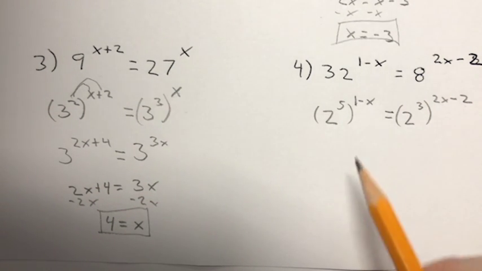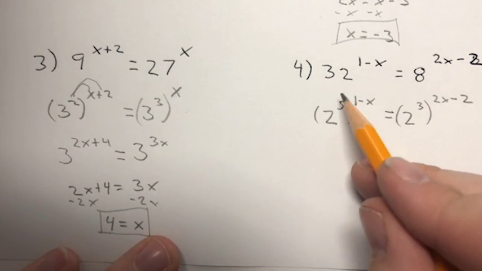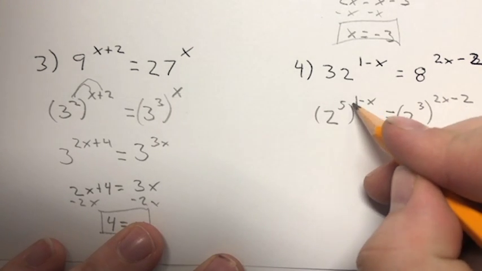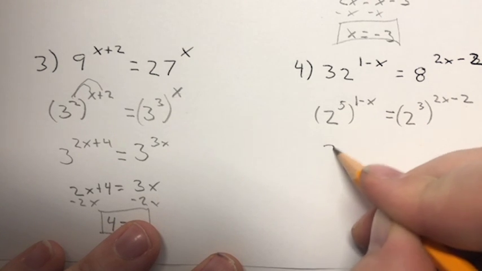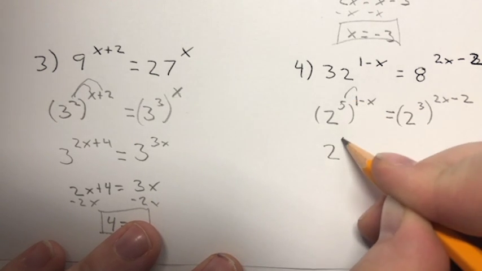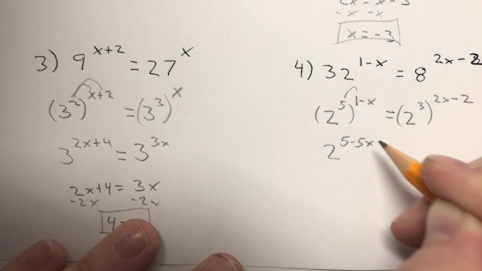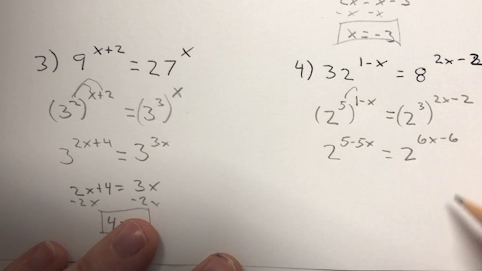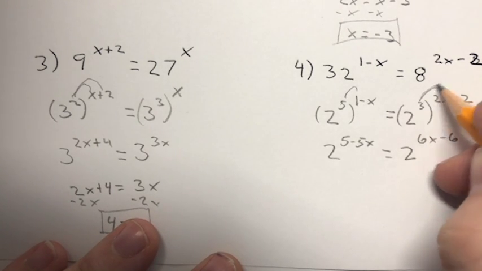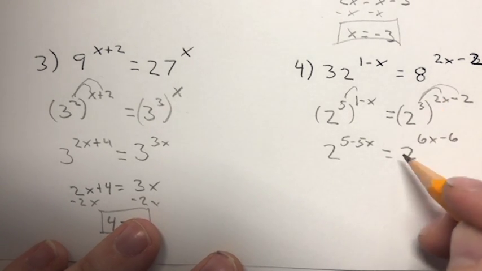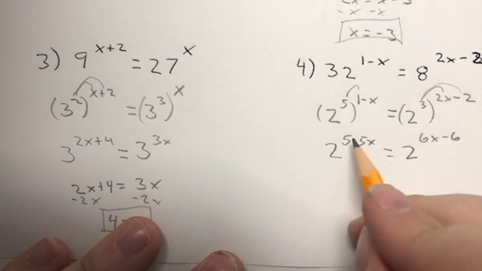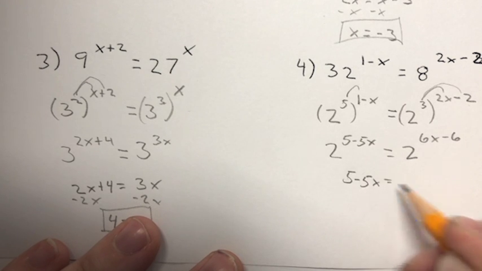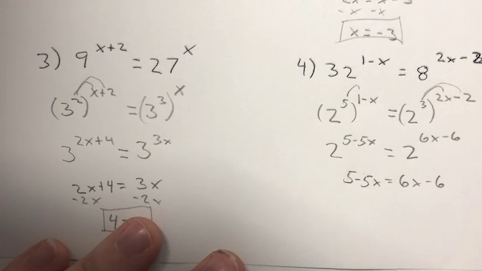Now that I've done that, I need to go ahead and finish out my rule. I've got a power being raised to a power, so I'm going to multiply these things, and I'm going to use the distributive property. This is going to give me 5 minus 5x is equal to 2 to the 6x minus 6, because I use the distributive property here when I multiply. Now that I've done that, I have a common base. I can just simply set my exponents equal to one another. 5 minus 5x equals 6x minus 6.